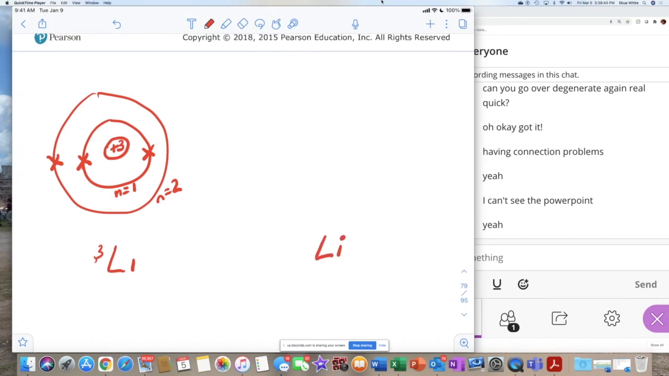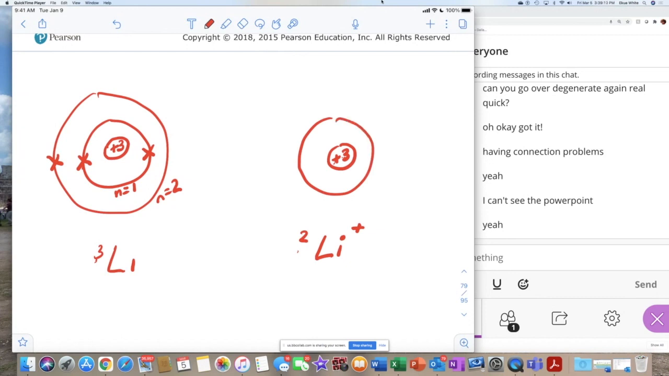On the right, I'm going to show what lithium looks like after it has lost its 1 electron. Lithium has now lost 1 electron. It only has 2 electrons left. The nucleus is still plus 3 because the only thing that got lost is the electron, not the proton. So the nucleus has not changed. It is still plus 3.